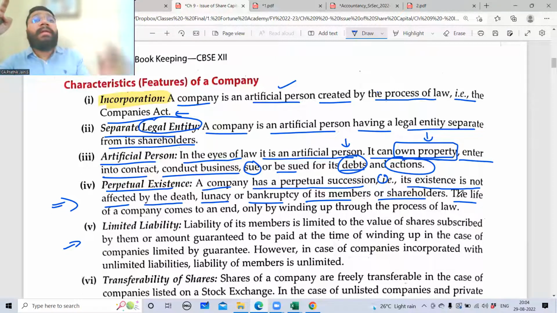Here, there is no need to maintain that clause. Why? Because by nature, upon the company being created, it will enjoy the status of perpetual succession. Which means what? The coming and going of the members will not affect the running of the company.